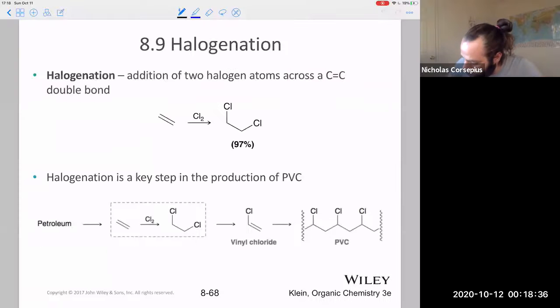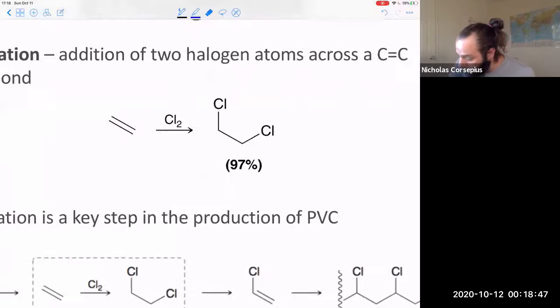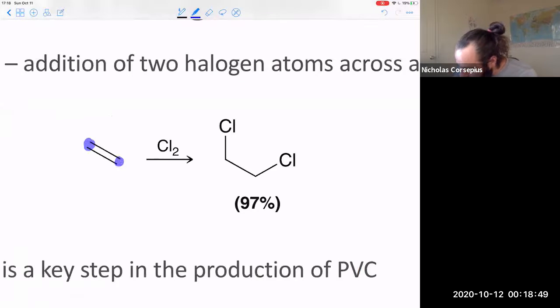So let's see what this looks like here. These are actually really important reactions for synthetic chemistry. If we take an alkene and we treat it with chlorine gas, this is my halogenation product. So again, I have my 2 vinyl carbons and I've added a chlorine to each of those vinyl carbons.